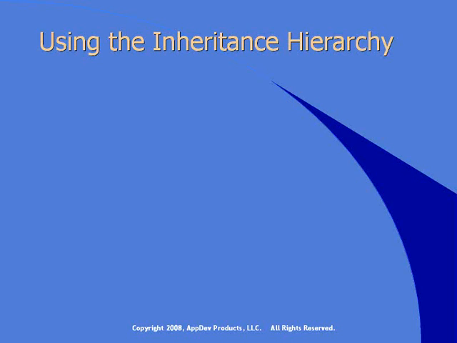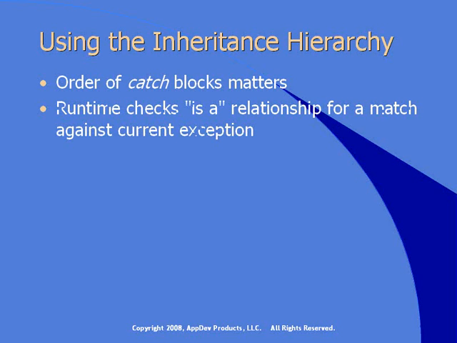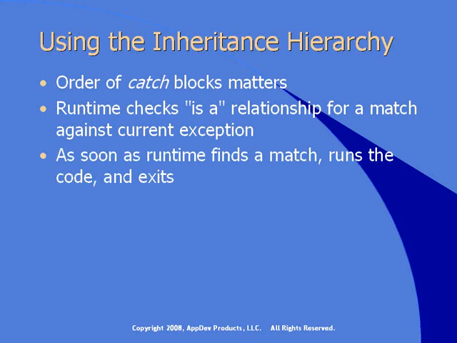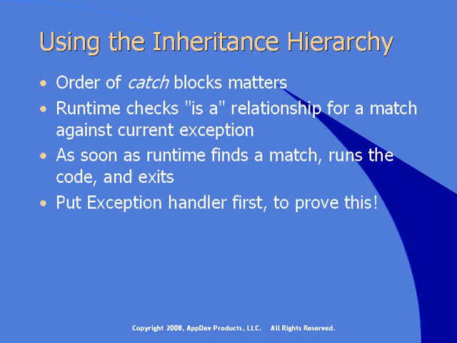Now, I have to mention that the order of the catch blocks matter. The runtime checks the is-a relationship for a match against the current exception. As soon as the runtime finds a match using the is-a relationship, it runs the code and gets out. To test this, try putting the exception handler first in the code and see what happens. As a matter of fact, we'll do that. Let's investigate some code that handles multiple different exceptions to see how this can work.